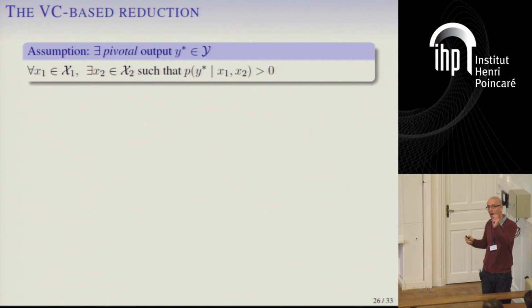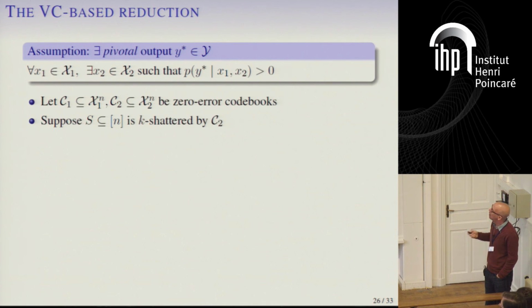It means that there is a y star such that if the first receiver picks any x1, the second receiver can pick an x2 to make y star possible. So it can always make y star possible at the output if the second receiver wants that. Let's say this holds, and let's say you give me two codebooks, C1 and C2, which you claim to be zero error.